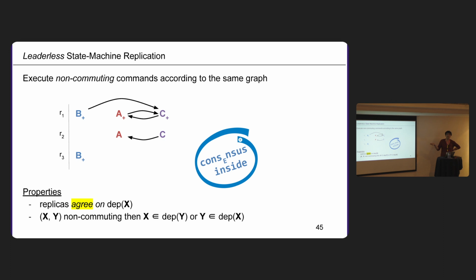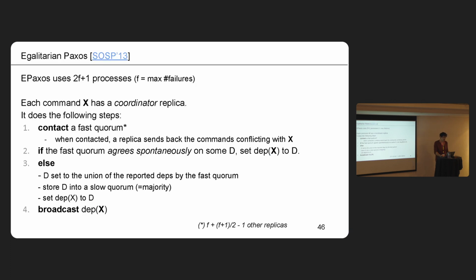Okay, so we have agreement somewhere. It's a distributed system, so this is a consensus box. We need a consensus box here to ensure agreement on the dependencies. So those are the two properties. We need the agreement with a consensus box, and then we need what we call a discovery service that ensures that the commands do not miss each other if they are non-commuting. Okay, so let's look at a protocol to do that.